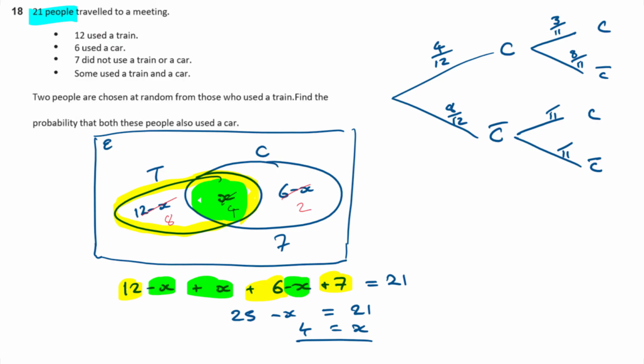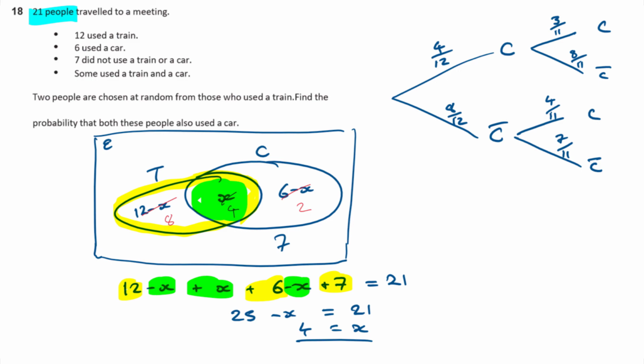Now, if I go down the other branch, if I picked someone who didn't use a car first time, then I've still got all 4 who did use a car to pick from, but I've got 1 less person who didn't use a car to pick from. So this is dependent probability, and each branch of my tree diagram is going to have different probabilities on it than each other. Okay, so it's a little bit more complicated. So find the probability that both these people also used a car.